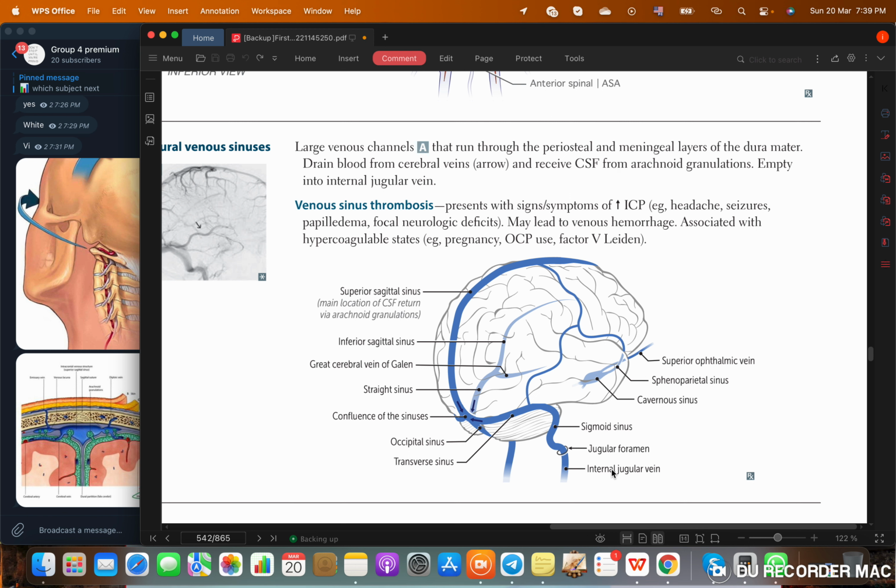Okay? So now they are speaking about a case in which we have venous sinus thrombosis. The first thing I want you to know is that it happens because of a hypercoagulable state. What can lead to a hypercoagulable state? So many things, including pregnancy, because of a lot of estrogen, OCPs, because of a lot of estrogen, and factor V Leiden, which is an insensitivity of factor V to the anticoagulant protein C, so that they become hypercoagulable. They write, it presents with signs and symptoms of increased ICP, like headache, seizures, papilledema, and focal neurological deficit.